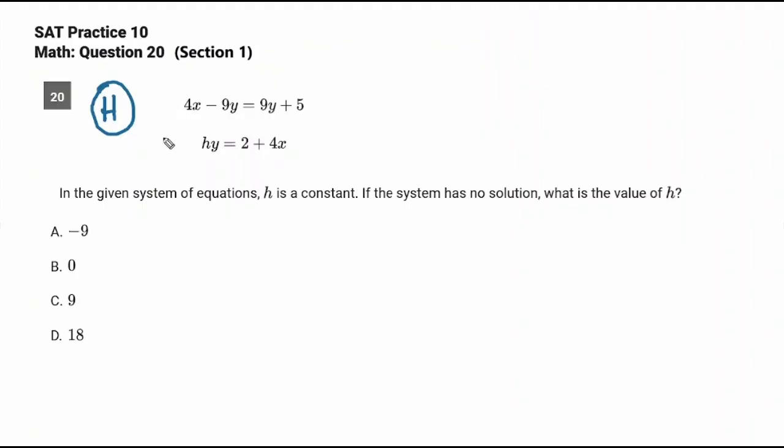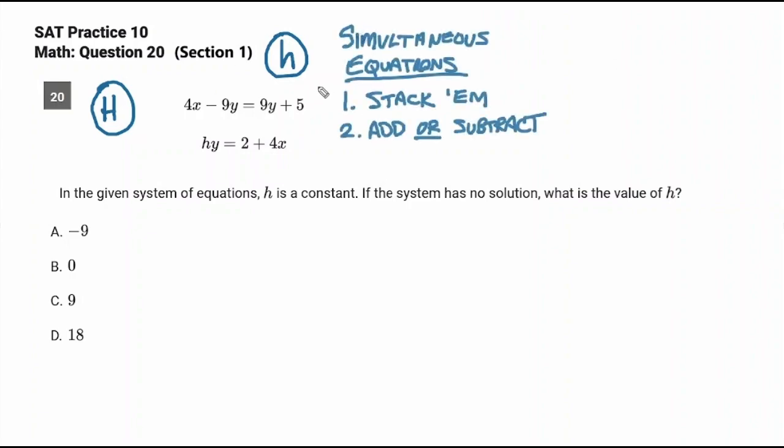So you got 2 equations. In the given system of equations, h is a constant. If the system has no solutions, what's the value of h? So we're looking for h, write it down and circle it. And then this problem is simultaneous equations. How do you know? Because you got 2 equations. When you see simultaneous equations, it's always the same. You're going to stack them up, and you're going to add them or subtract them.